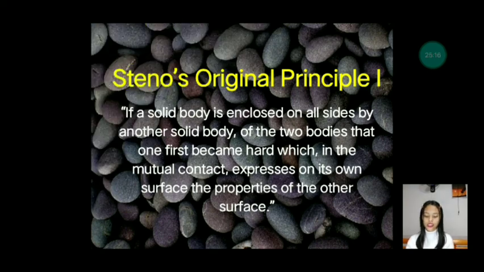Steno did not call out his law and his principles as such. His own ideas of what was important were quite different, but I think they are still worth considering. He put forth three propositions, the first being this. Steno's original principle 1: if a solid body is enclosed on all sides by another solid body, of the two bodies that one first became hard which in the mutual contact expresses on its own surface the properties of the other surface.